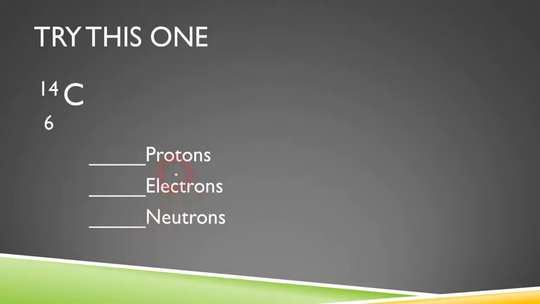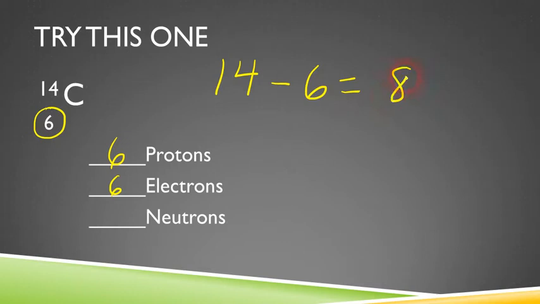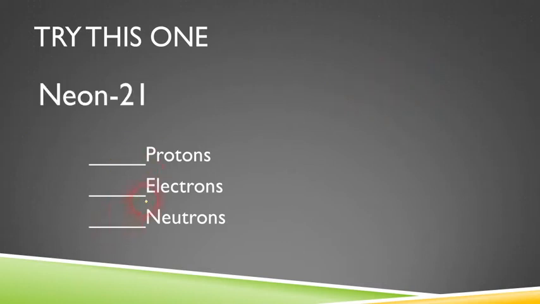Let's try another one. This is an isotope of carbon. This happens to be a radioactive isotope of carbon, as it turns out. How many protons and electrons? Well, the bottom number, the atomic number, Z, always tells us it is 6 for each of those. The neutrons, we have to subtract. 14 minus 6 is equal to 8. So it's 8 neutrons. Let's try another example.